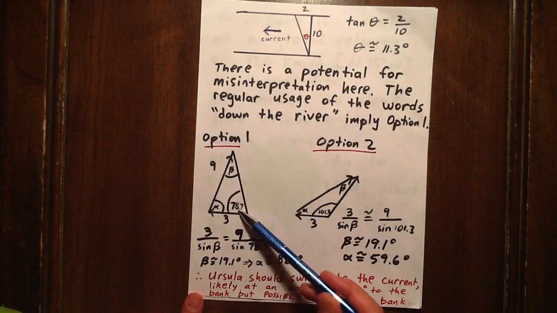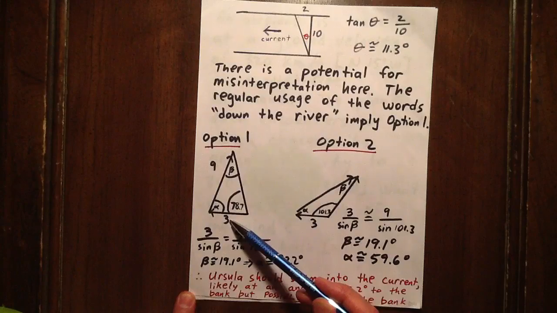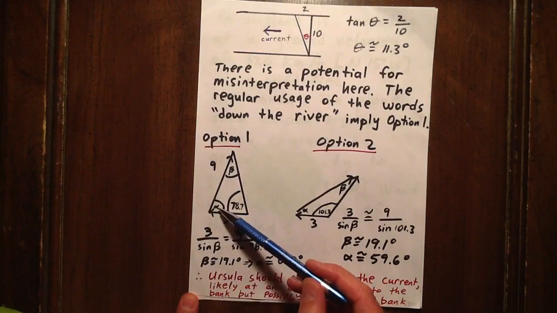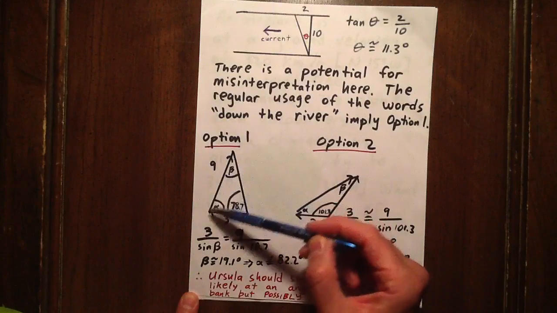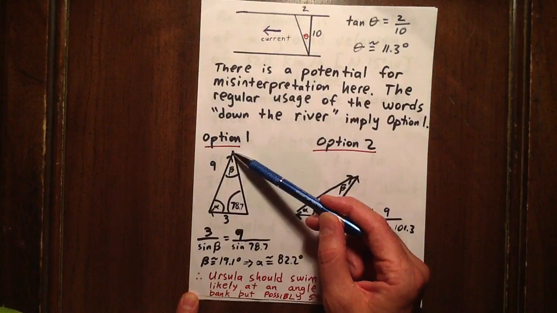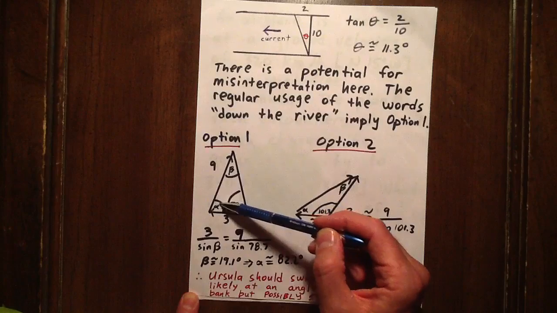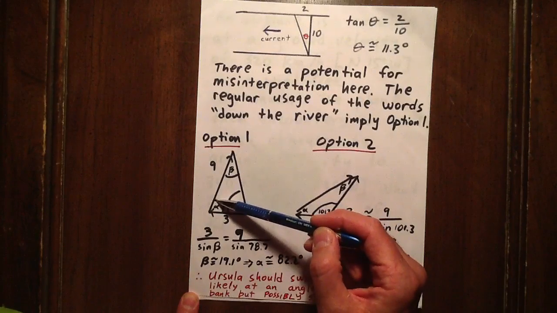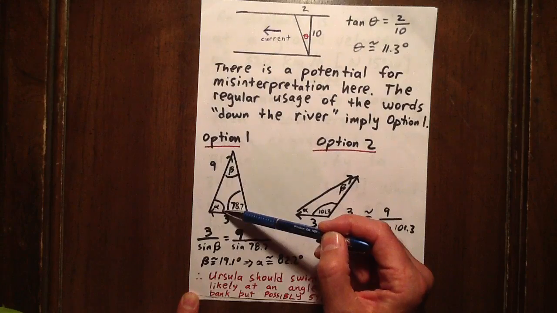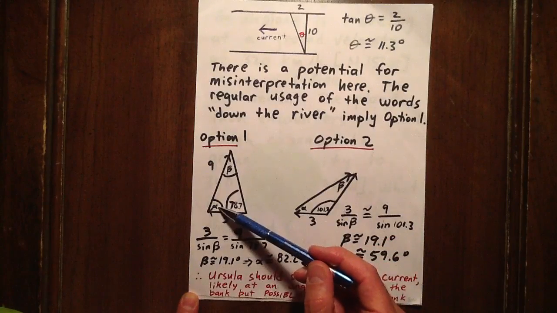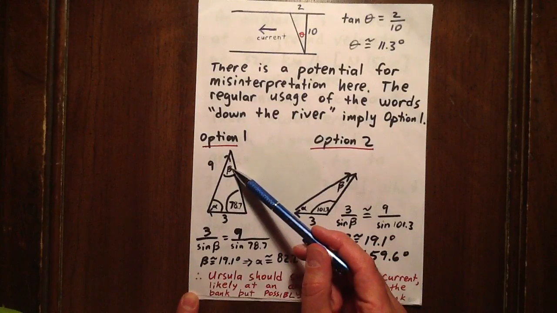And we draw our first triangle, noting that this has to be a 78.7 degree angle, and that her velocities, or her speeds, are 3 meters per second and 9 meters per second. Well, this 9 meters per second represents Ursula's direction, and this 3 meters per second is the current, and we're interested in this angle right here, because we're interested in the angle that she takes from the bank, and the bank is parallel to the current.